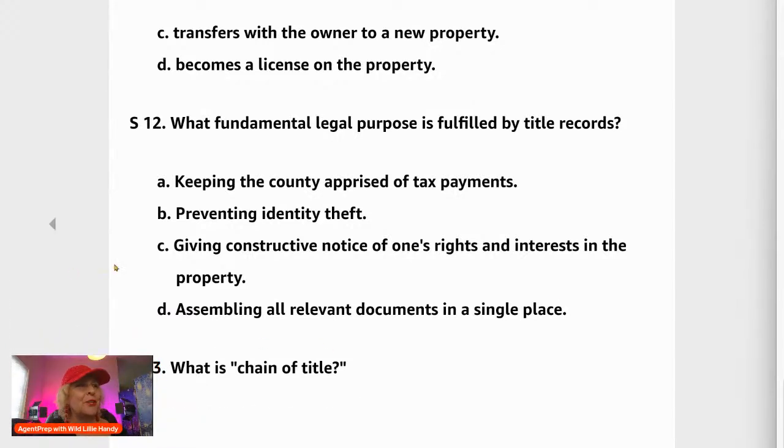Good. So what fundamental legal purpose is fulfilled by title records? A, keeping the county apprised of tax payments. B, preventing identity theft. C, giving constructive notice of one's rights and interest in the property. Or D, assembling all relevant documents in a single place. So what is the importance of the title record, the legal purpose of title records?